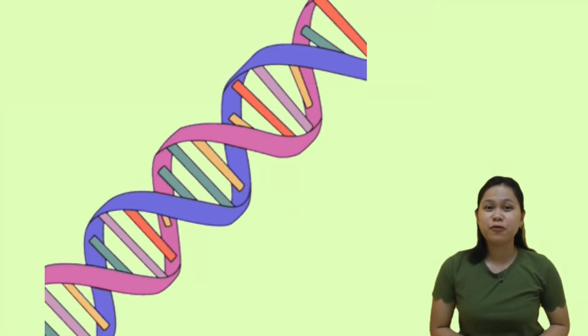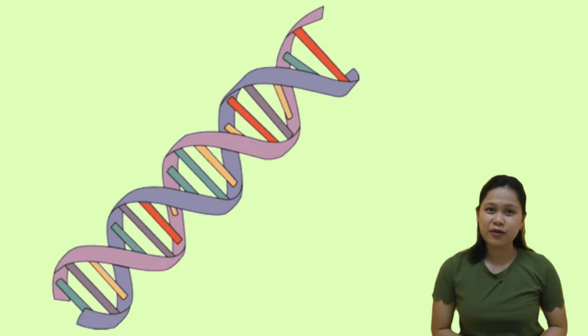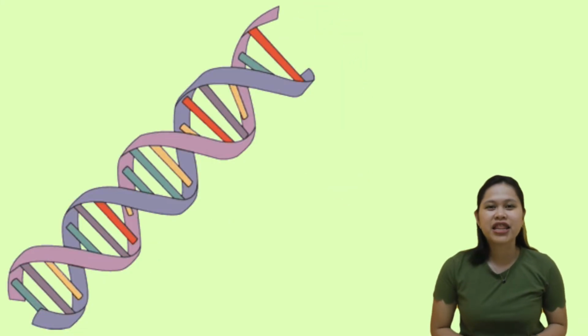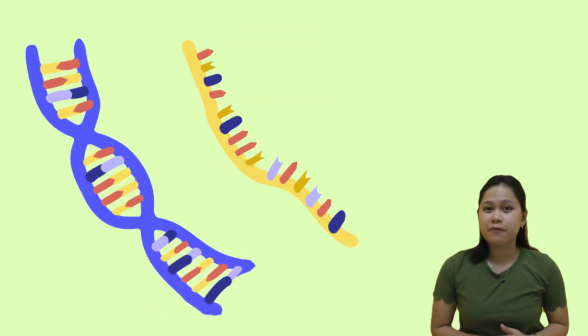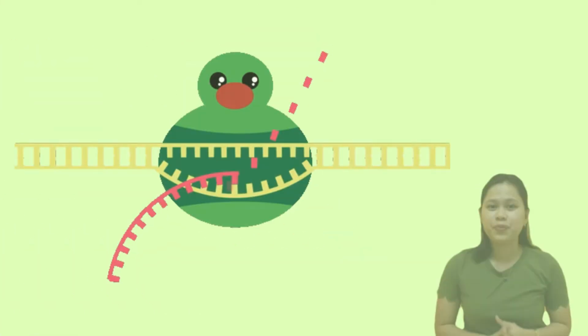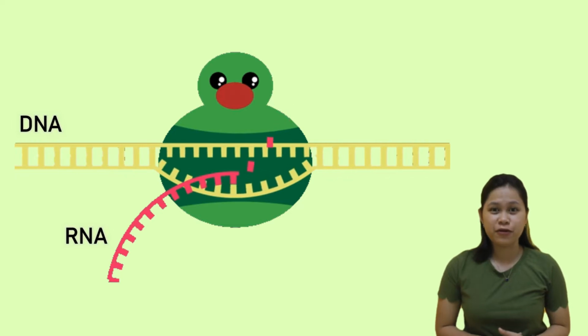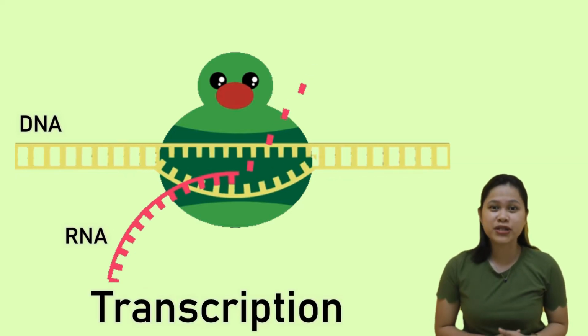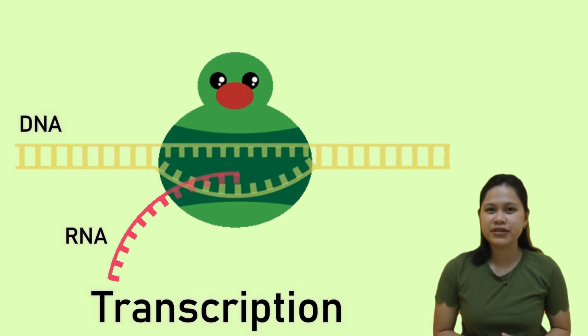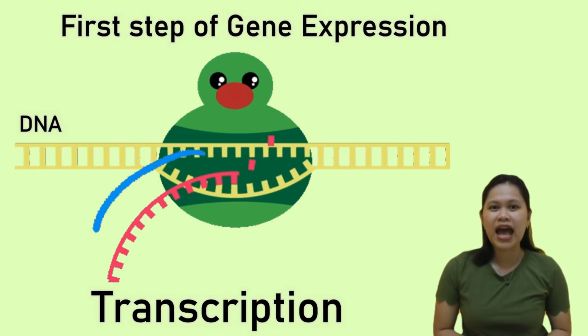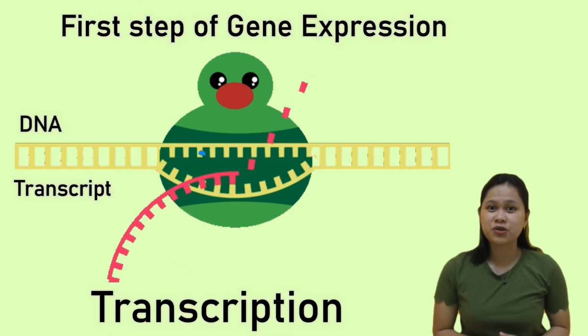To ensure that the information contained within the DNA does not become tainted, the information in the DNA is not directly converted into proteins, but first must be copied into RNA. The process in which DNA is converted into RNA is called transcription. The transcription of genetic information is the first step of gene expression, and its product is called a transcript.